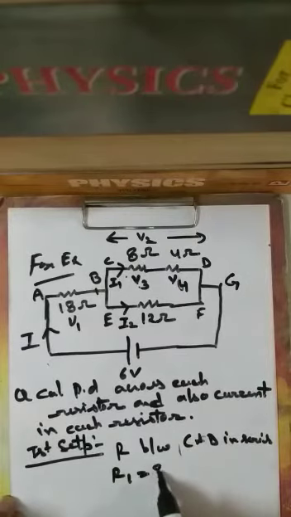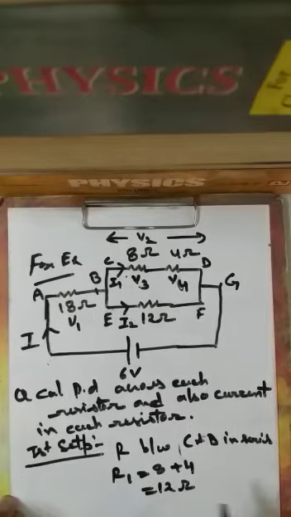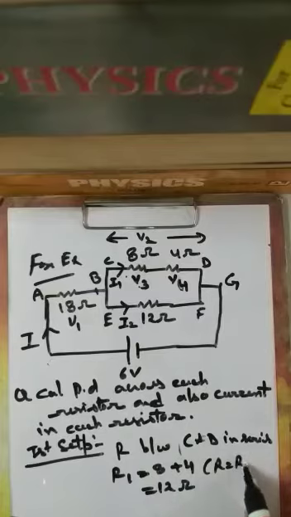R1 is equal to 8 plus 4 is equal to 12 ohm. We use the formula R is equal to R1 plus R2.